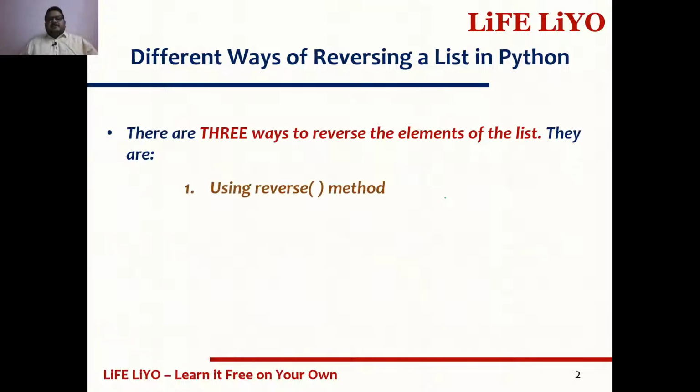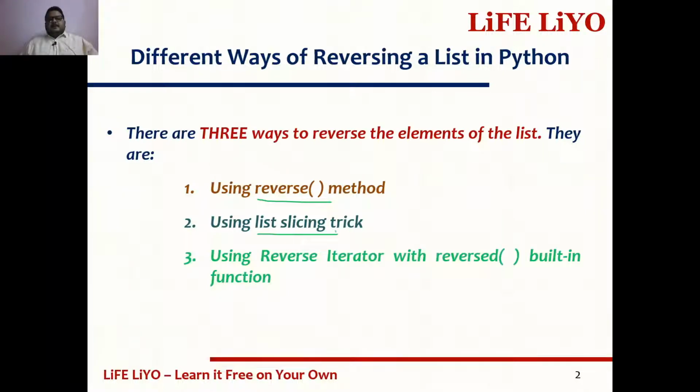So the first one is using a method called reverse, second, using the list slicing trick, third, using a reverse iterator with the reversed built-in function. And the last one is a manual method, which we cannot say is a separate way, but I am telling that one also, that is using loops.